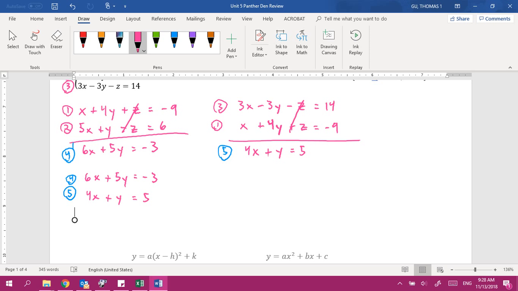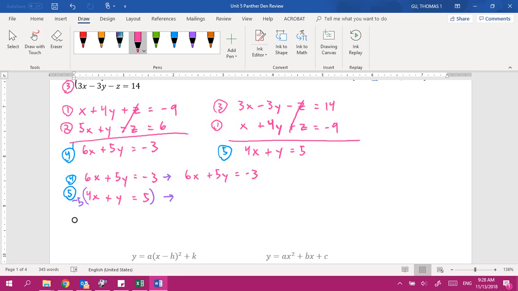Okay, now, does it look like anything's going to cancel if I just add the two equations together? No, it doesn't. So what do you think I would need to do to make it to where I can cancel something out? Multiply the 5 by negative 5. Right, if I multiply equation 5 by negative 5, I can make this y into a negative 5y. And it would cancel out with this positive 5y right there. So we're going to multiply equation 5 by negative 5. The equation 4, we don't change that one. That's still 6x plus 5y equals negative 3.